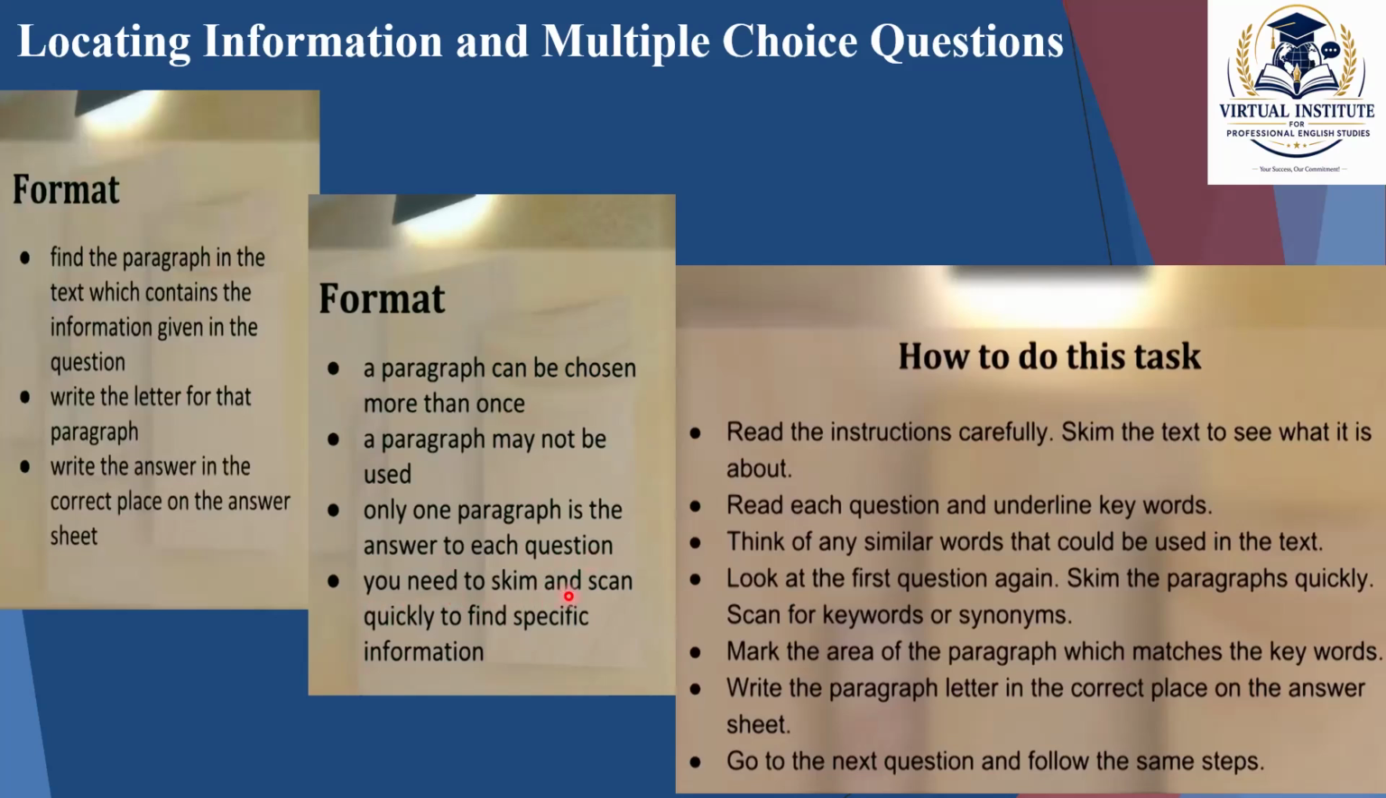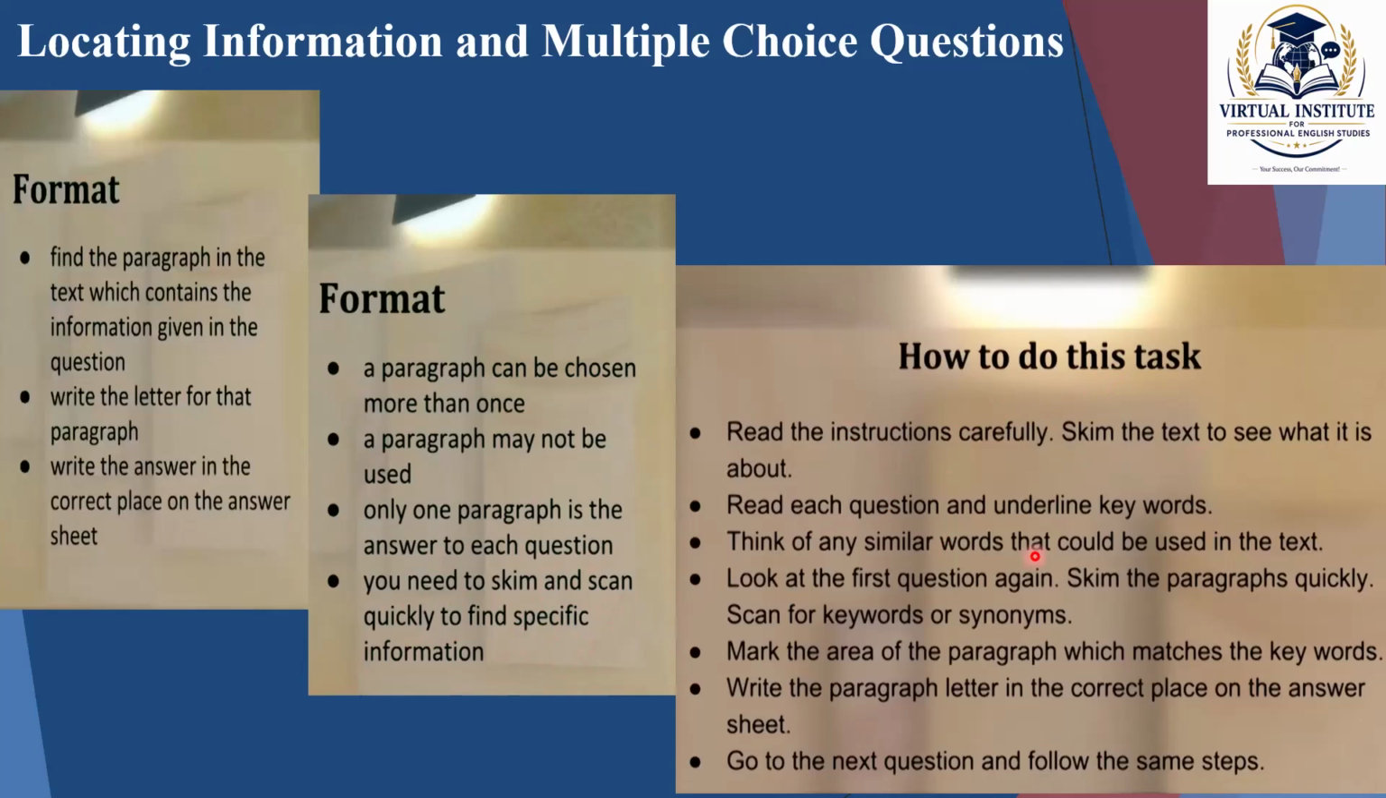You need to skim and scan quickly to find specific information, and we have already discussed how you can scan and how you can skim, right? Now, how to do this task? Read the instructions carefully, of course. Skim the text to see what it is about. Read each question and underline the keywords as we have mentioned. Think of any similar words that could be used in the text, of course, the paragraph form or the synonym form, right?